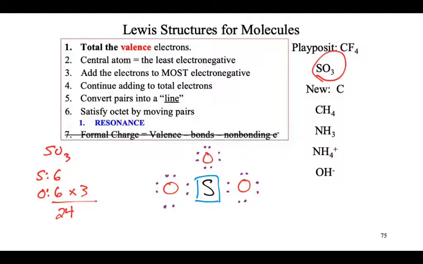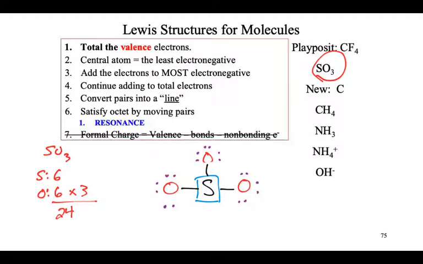How many electrons have I drawn? I got 24. All of my electrons are now in my drawing. Right, so now what I'm going to do is, anywhere I have a pair of electrons between atoms, I will convert that into a line connecting those atoms, and I now have bonds, yeah? Step 6, satisfy octet by moving pairs.